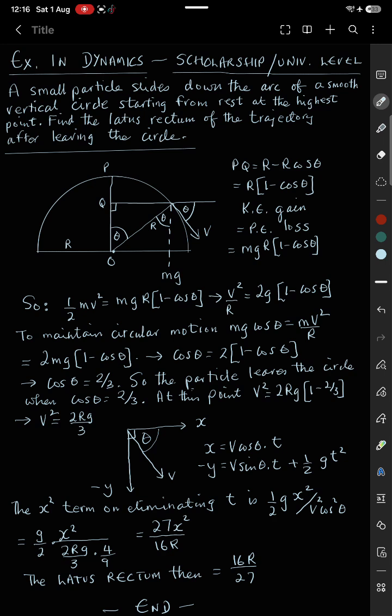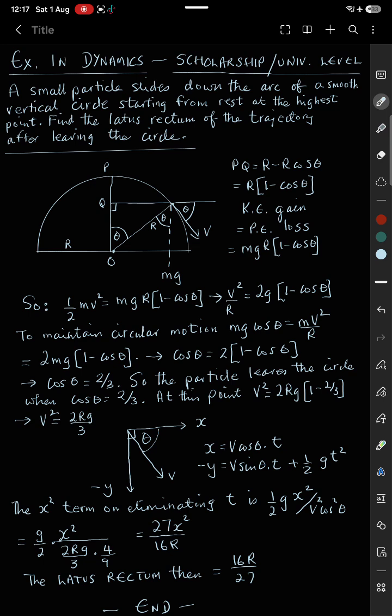Now, to maintain circular motion, mg cos theta, that's the inward component of the weight of the particle, that's the central component of it. So start at that again. To maintain circular motion, mg cos theta has to equal mv squared upon r, where mg cos theta is the component of the weight along the radius.